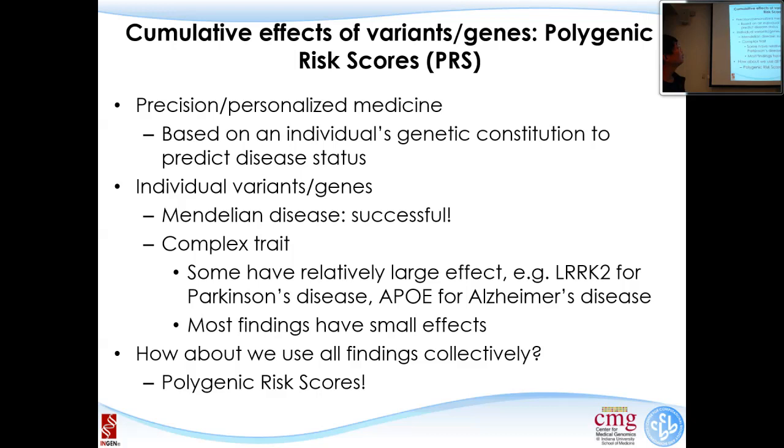So, I have less than 5 minutes. All I talked about before focused on particular variants or genes or pathways. This one is really talking about all variants, all genes in the entire genome. It's called a polygenic risk score.